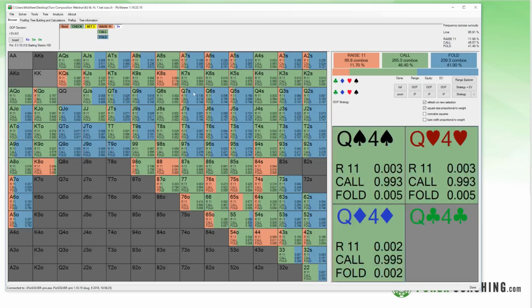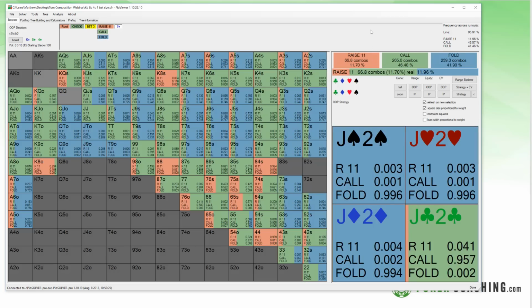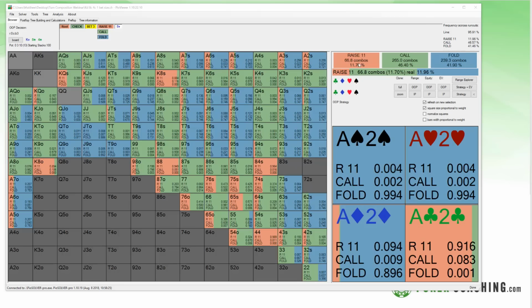So we're going to do the bet, and then we're just going to look quickly at what the big blind strategy is so we have an idea of what his range is going to the turn. Couple of things to point out. First, let's look at what types of hands the big blind is raising. So he's raising about 12% of the time.